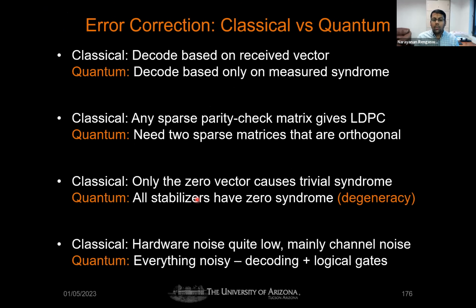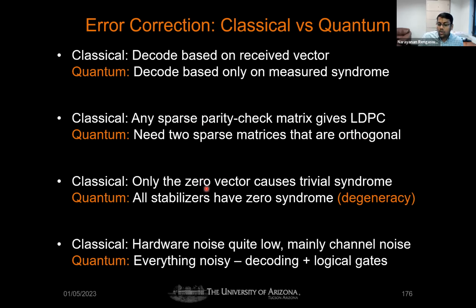And so to summarize, if you just compare error correction in the classical and the quantum case, in the classical case, we decoded based on the received vector. But in the quantum case, like I just said, you only have the measured syndrome to decode off of. And then in the classical case, any sparse parity check matrix gives an LDPC code. It might not be a good one. You might have to carefully design, but in the quantum case, you need 2 such sparse matrices that are orthogonal, and this is quite tricky to do.